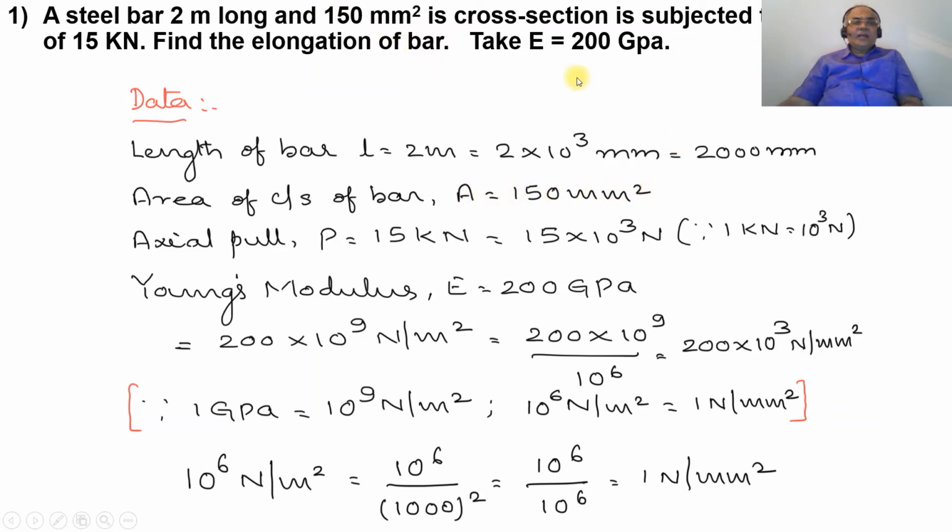The bar is subjected to an axial pull of 15 kilonewton. So axial pull P will be equal to 15 kilonewton. 1 kilonewton is equal to 10 to the power of 3 Newton. Therefore, 15 into 10 to the power of 3 Newton.